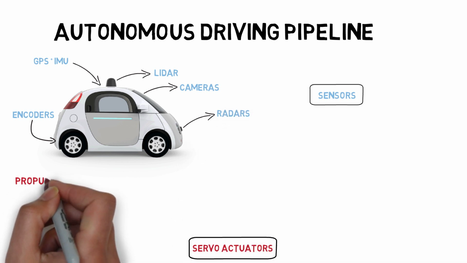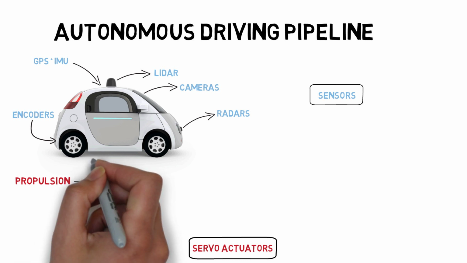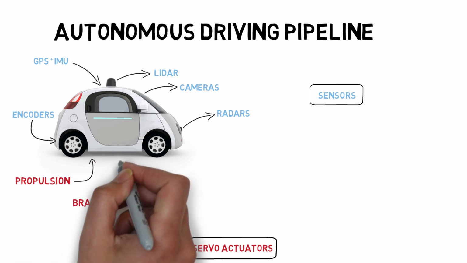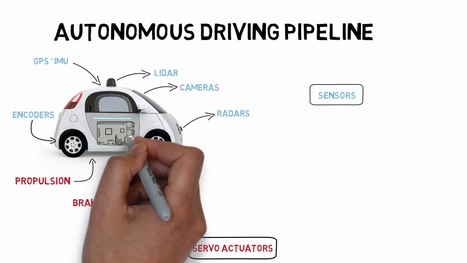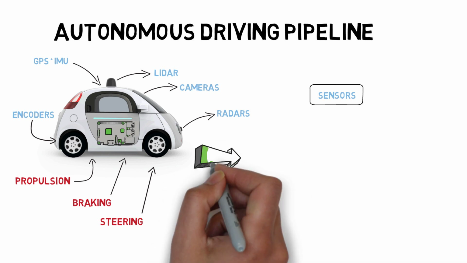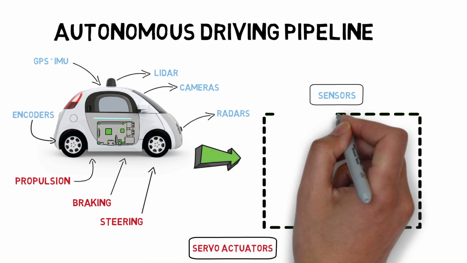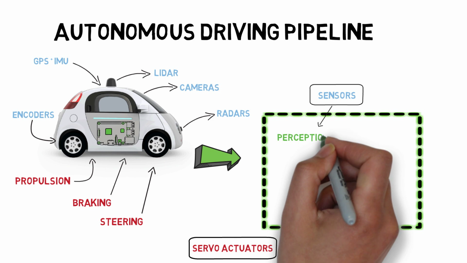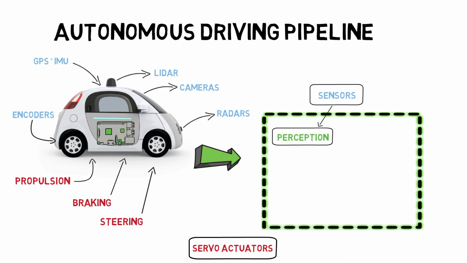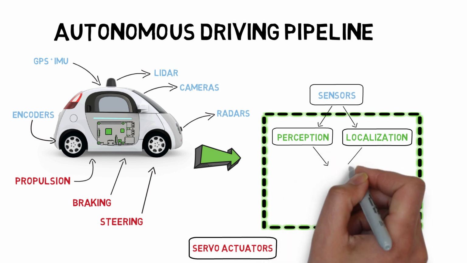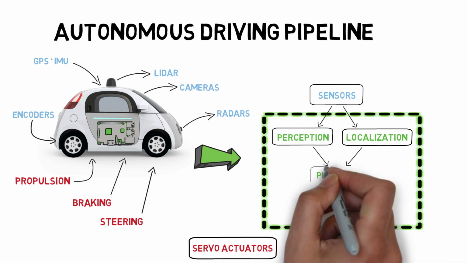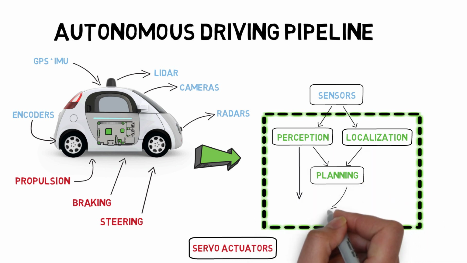In addition, a set of servo actuators are powered to generate the appropriate motion, such as electric motors, braking, and steering systems. At this point, the main computer, acting as the vehicle brain, processes all the sensor data to identify the environment and localize the car relative to the current scenario. With this information, the planning stage computes the proper trajectory that finally the controller will be in charge of following.